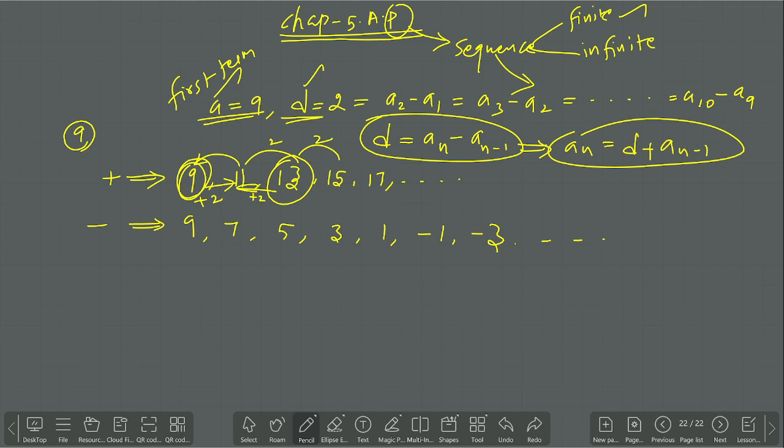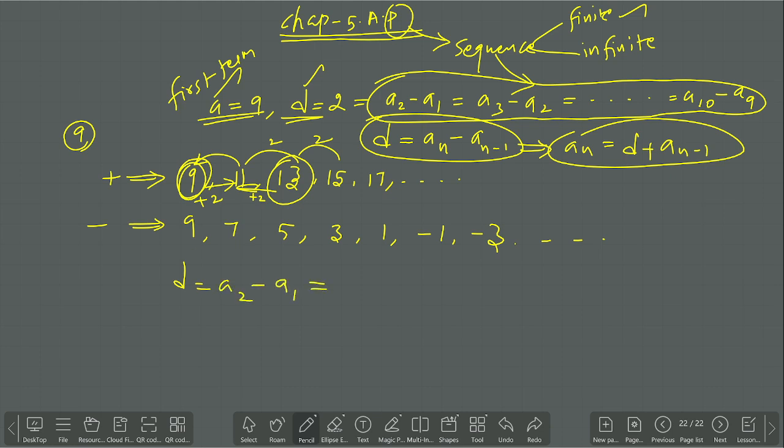Minus 2, we'll check it. D equal to, what is the formula? Here I told you, no. If you choose the second term, minus the previous term. So if I'm choosing A2, minus what is the previous term? A1. This is my A1, A2, A3, it's going on. A2 value 7, minus 9, what am I getting? Because I'm subtracting, the D value is minus 2.